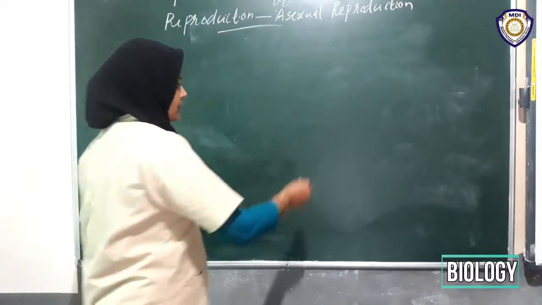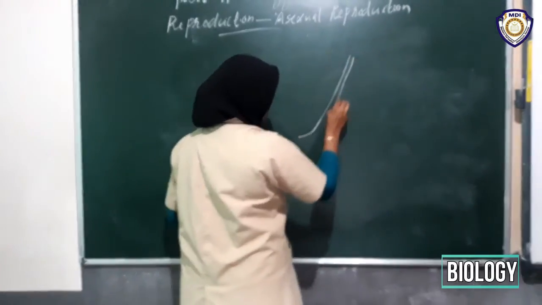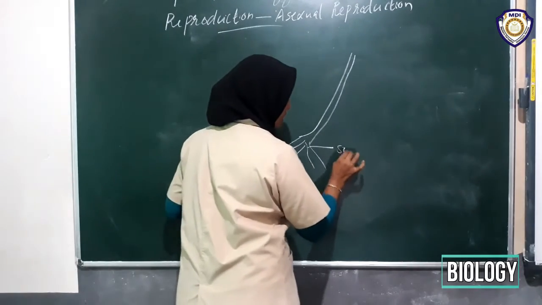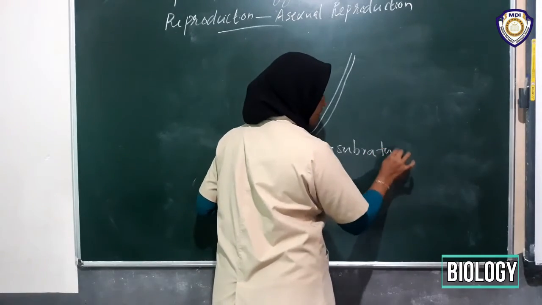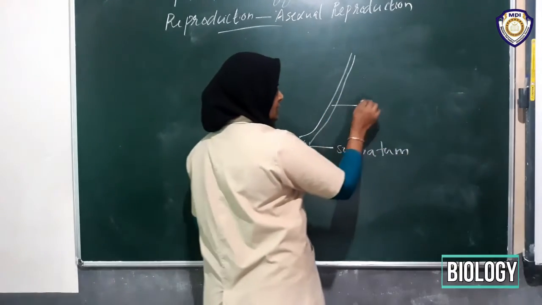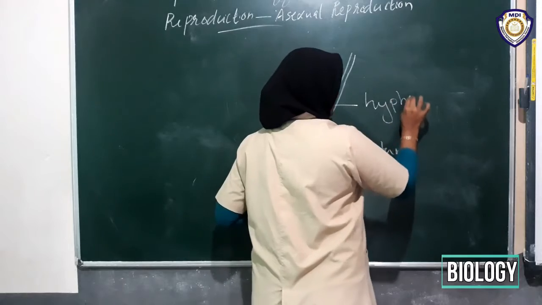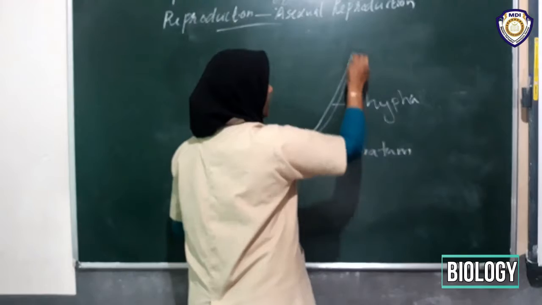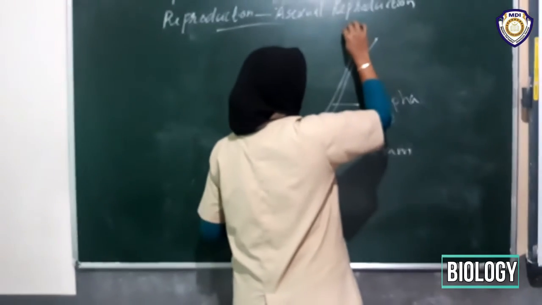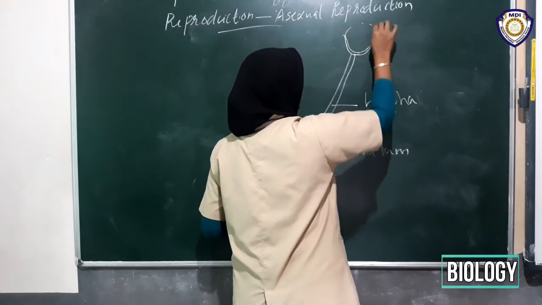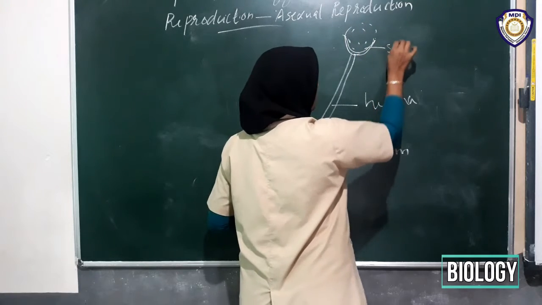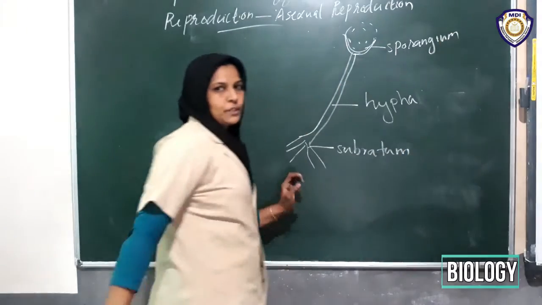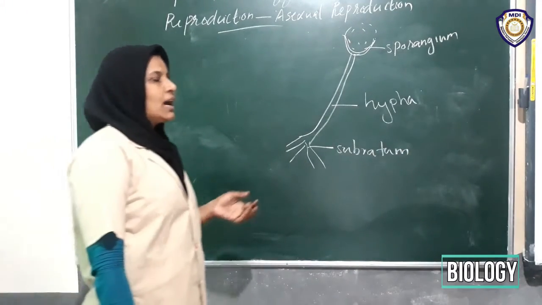To draw the diagram: this is the substratum, a rough place. This is the hypha. If it is plural, we can write hyphae. Then it has a specially adapted cup-shaped structure. This structure is called a sporangium. The sporangium encloses spores. Spores are enclosed in sporangia.